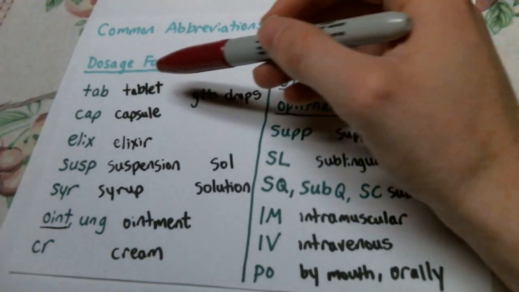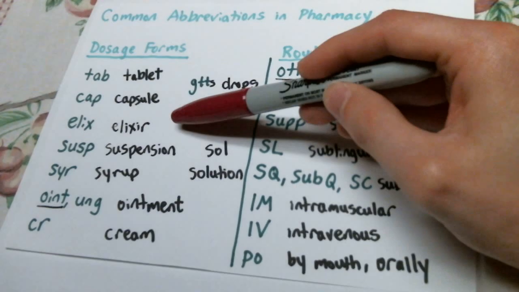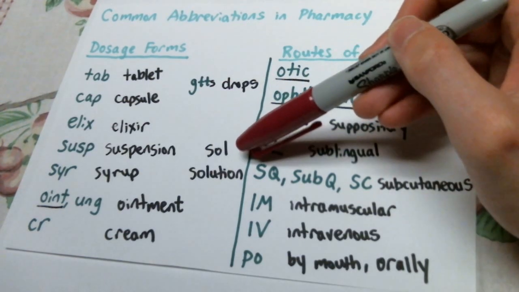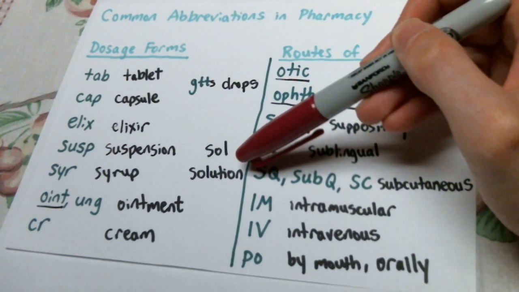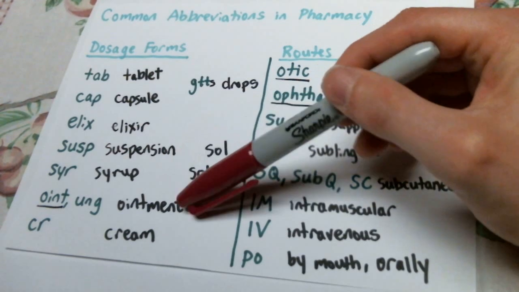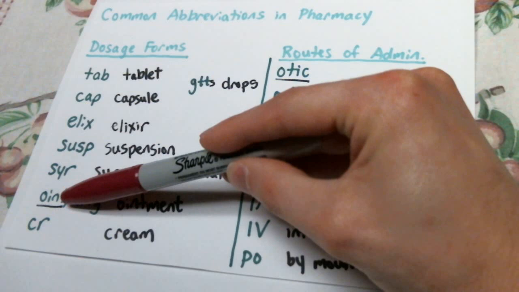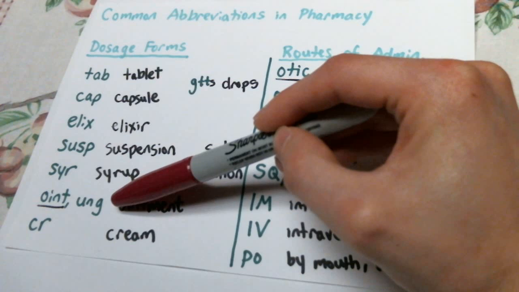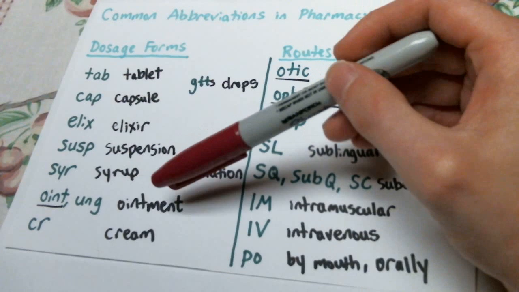So if we take a look at different dosage forms, we have tablets and capsules, elixirs, suspensions. I've also written over here SOL. SOL is an abbreviation that can be used for solution. We have syrups, we have ointments. The more common abbreviation that you will see for ointment is this first one over here, OINT. However, sometimes you will also see UNG for ointment, and this is our cream.